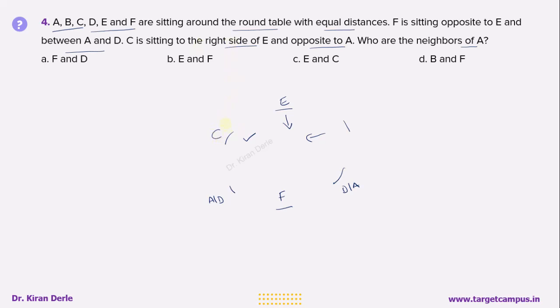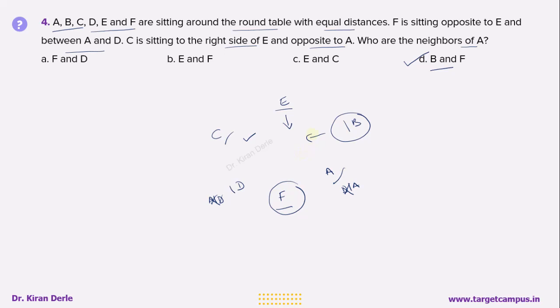And C is opposite to A. This means A should be opposite C, so A is finally here, and we have D here. So who is left? B is left, so B is here. Who are the neighbors of A? Neighbors of A are B and F. Option D is the answer, right?